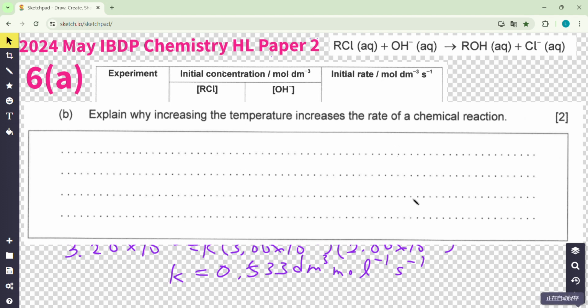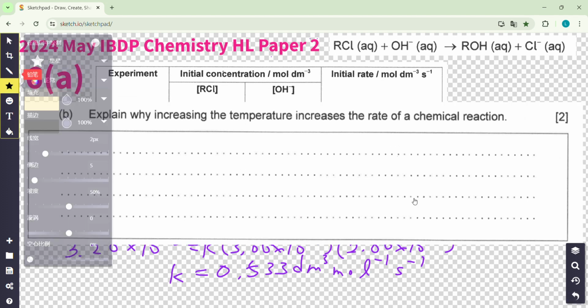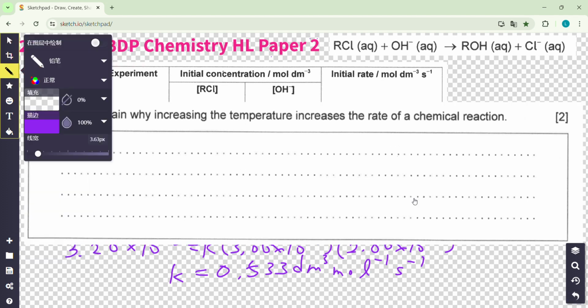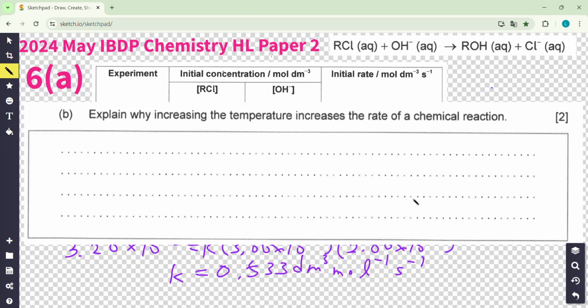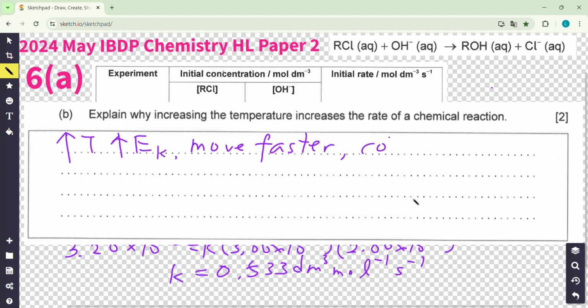Next part is a general question. It's nothing to do with the context. Here, explain why increasing the temperature increases the rate of a chemical reaction. Remember, when you increase the temperature, the kinetic energy increases, so molecules move faster, so the collision frequency increases. The number of collisions between molecules increases, so the chance of reaction increases.